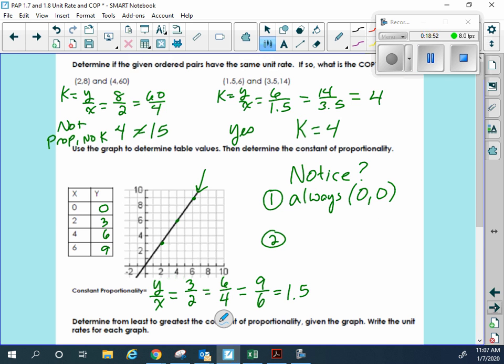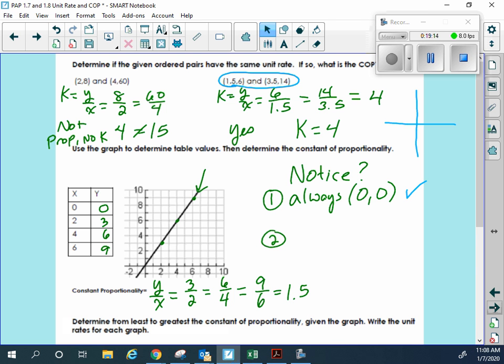If I were to actually graph these 2 points on a coordinate grid and connect them, it would have passed through the origin. You just don't know because you didn't graph it. Okay? So that was one thing. Always 0, 0. There's one more thing, and actually you wouldn't have known it until this right here.